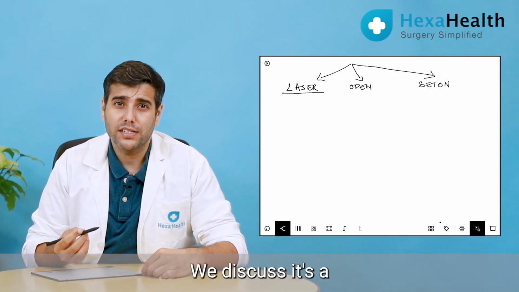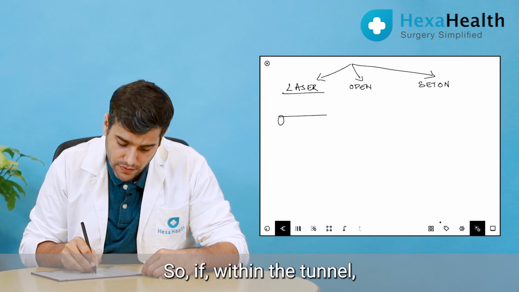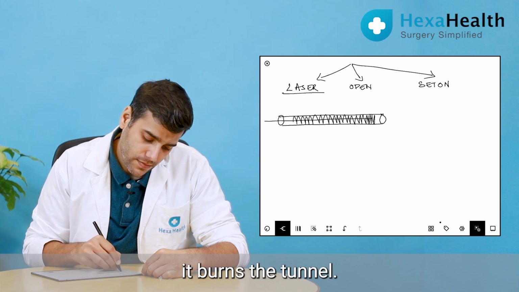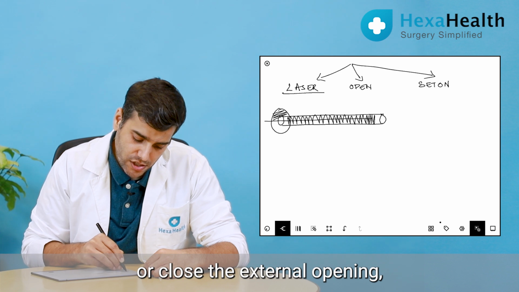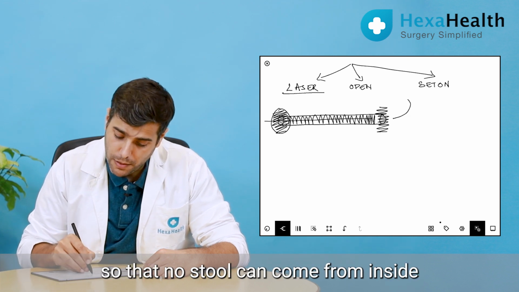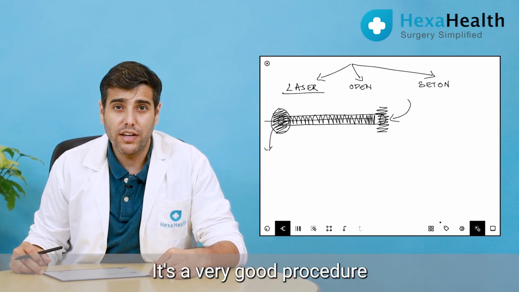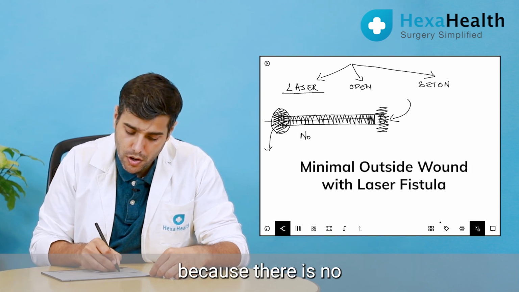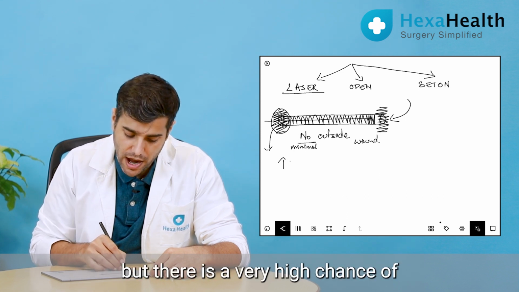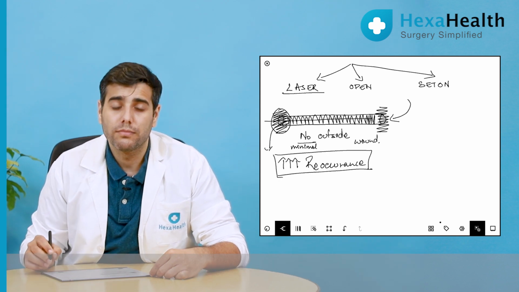Okay. What is laser? We discussed it's a very thin wire which has light energy or heat energy in it. So if within the tunnel I insert the laser fiber and burn it, it burns the tunnel. We close the external opening, which is the outside opening, and we close the internal opening so that no stool can come from inside, and whatever material needs to come out from outside can come out and the body will heal itself. It's a very good procedure because there is no outside or minimal outside wound, but there is a very high chance of recurrence. The scary word in fistula.